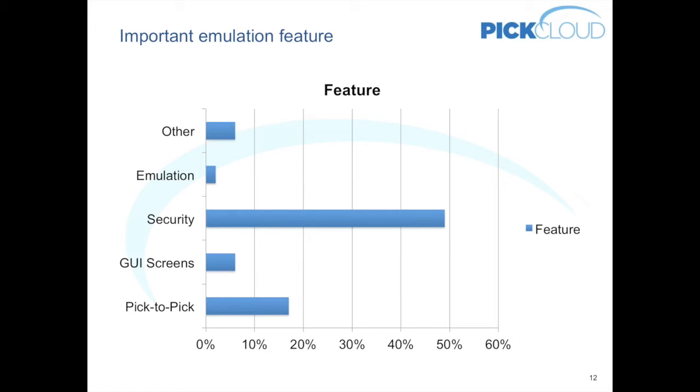And then pick to pick. Okay, so you want to move data from one pick machine to another. By doing that, obviously we connect up to one pick server and then open up another session, and we connect to our second pick machine, and now I can move data back and forth. So okay, well, that's good to know.